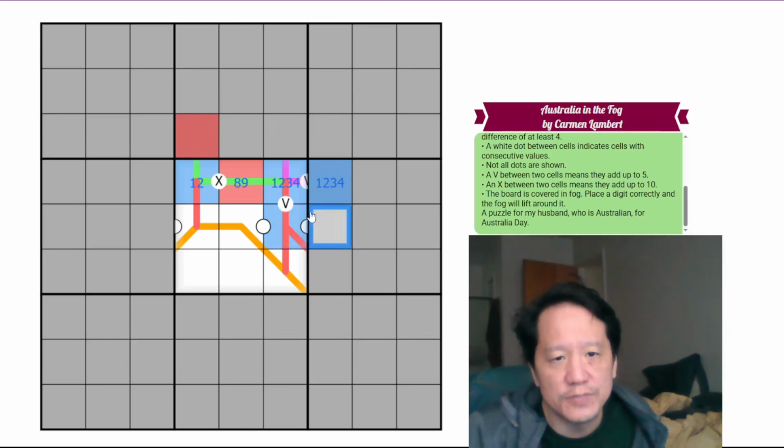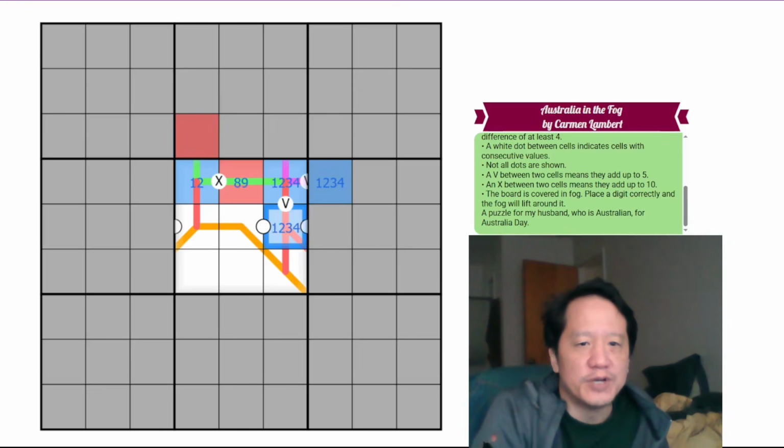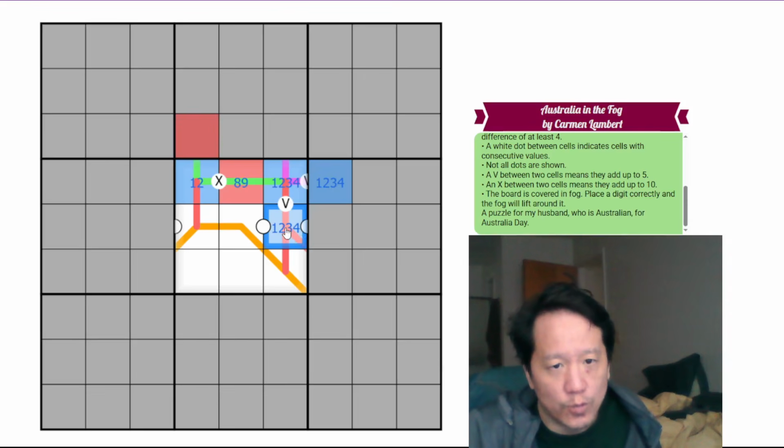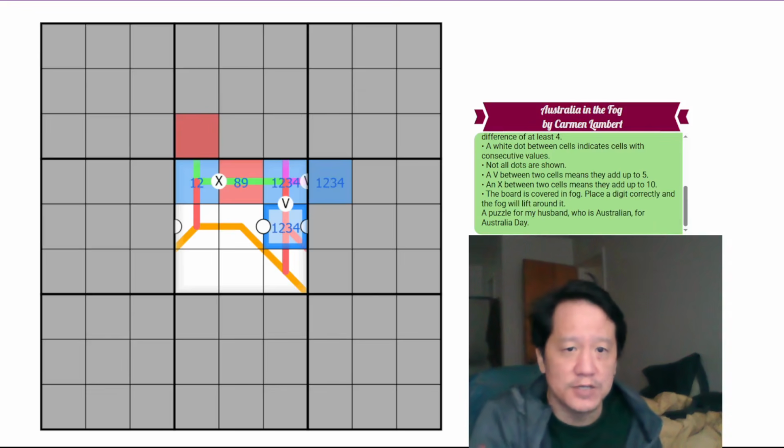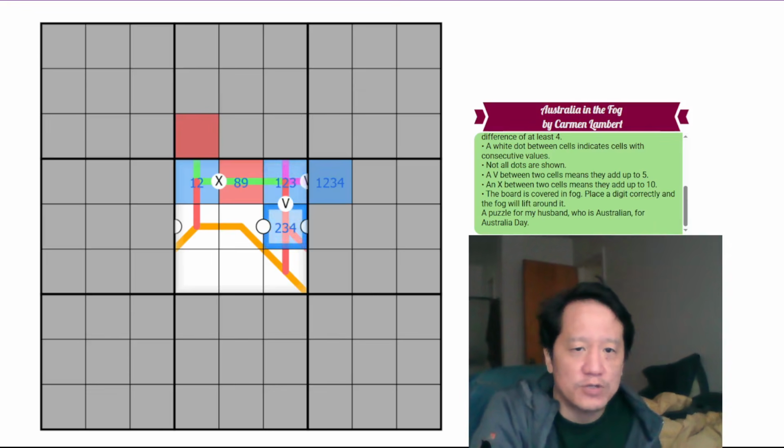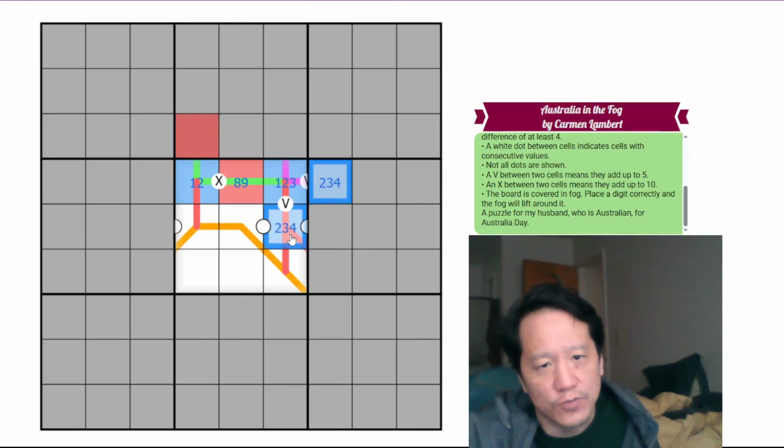So this digit also must be 1 through 4, but it can't be 1, because if it were 1, it would have to be consecutive with 2 other digits. And 1 is only consecutive with 1 digit, which is 2. So this cannot be 1, which means this can't be 4 to add up to 5. This can't be 1 either, so this has to be 2, 3, or 4.